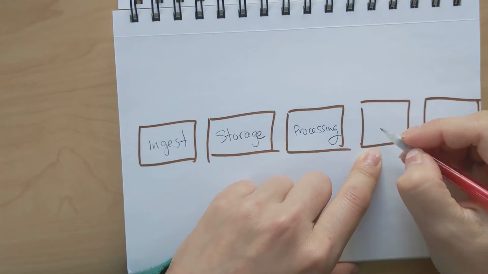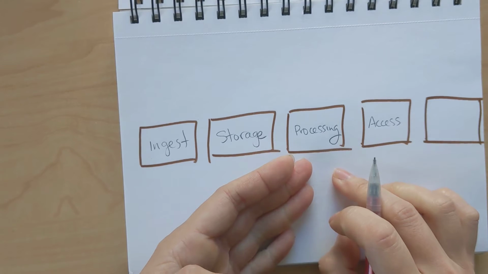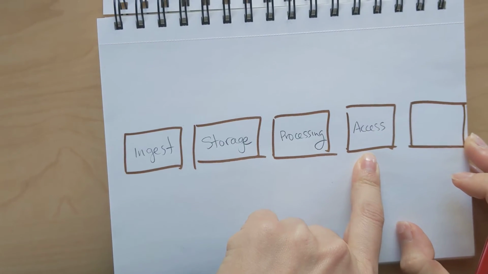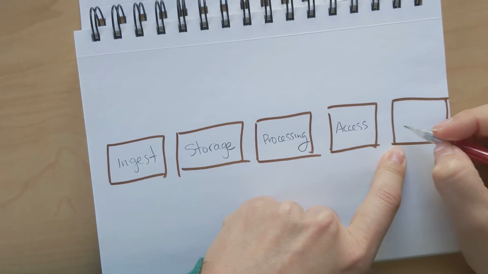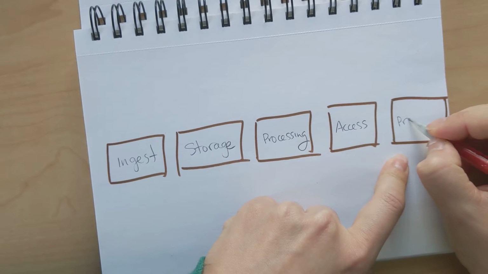Okay? The next step is access. Now that you have all this data, that has been processed to fit specific needs, you need to give your users access. And if your users are human beings, you need some sort of presentation.